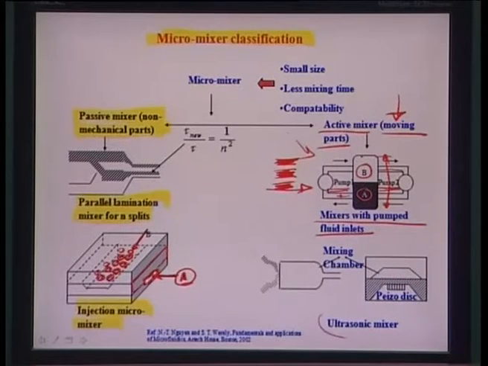The other kind of mixer is the ultrasonic mixer, as you are seeing here. This is another active mixer. Here there is a channel at the top which has two fluids flowing past each other, like mentioned here.